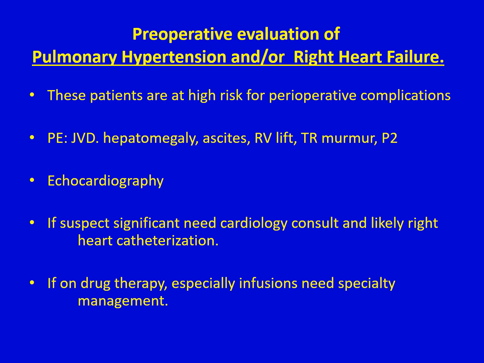On physical, jugular venous pulses, presence of hepatojugular reflex, pulsatile liver, hepatomegaly, ascites, laboratory studies of evidence of hepatic dysfunction, echocardiography. If you suspect significant pulmonary hypertension, these patients need a cardiology consult and likely a right heart catheterization. And if they're on IV drug therapy, especially on infusions for pulmonary hypertension, they need specialty management.